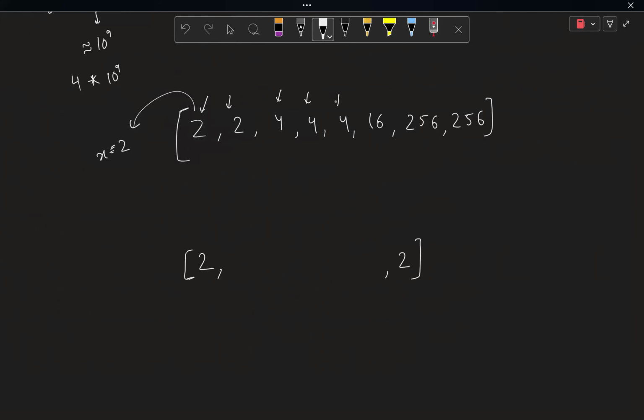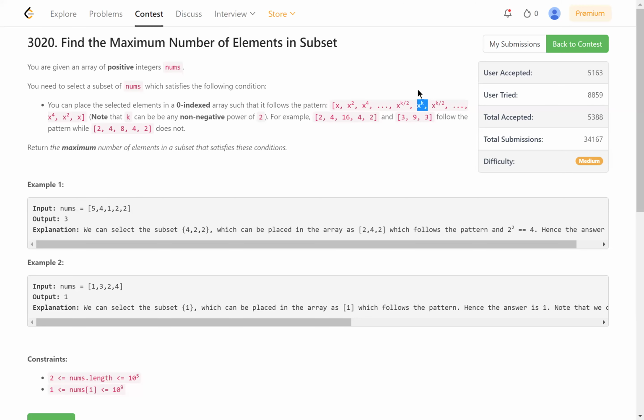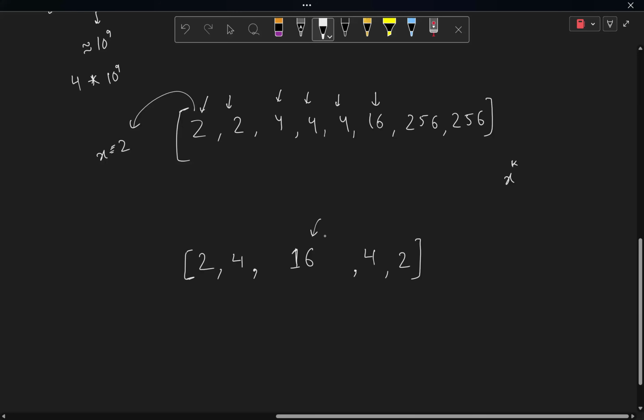Then you see 4 is coming 3 times. You require only 2 occurrences. So I will take out two of these occurrences and place them at the corners of the subset. Then you have 16 coming up only one time. So can you say that I will again have 16 at both ends? No, you cannot, because 16 is coming up only one time. You would have to place it in the center and end the pattern here. The 16 is now acting as that x raised to the power k element, which was coming up only one time. If you see in the problem statement, you had x raised to the power k coming up only one time. 16 is that element. So I hope this makes complete sense now.